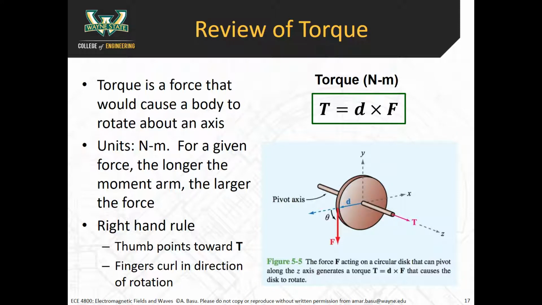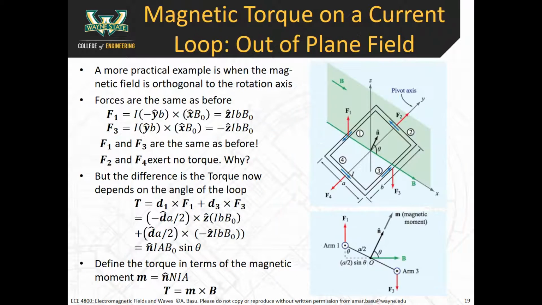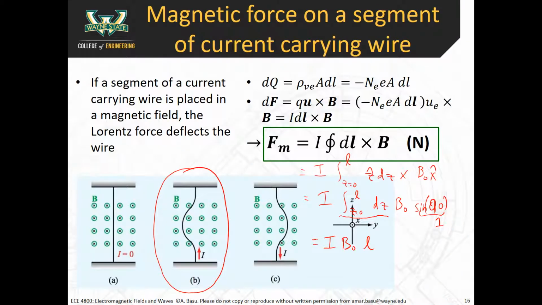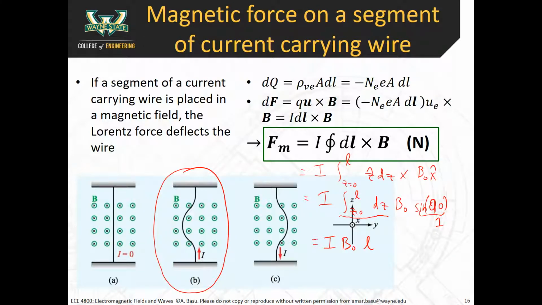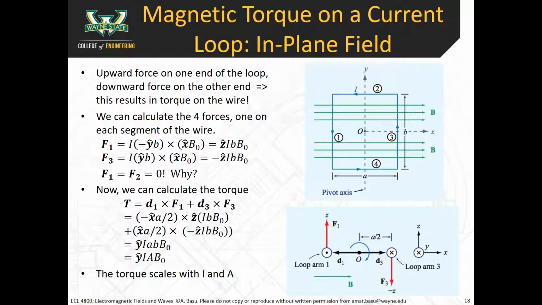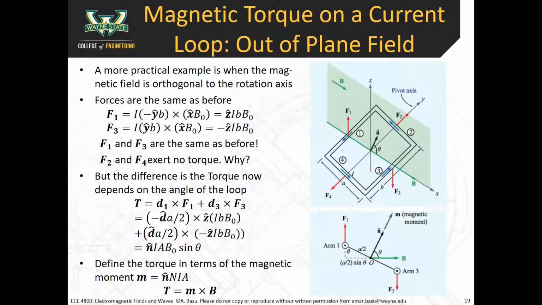Where we're going with this is that if you have a loop of wire, we've been talking about what happens in just one straight segment of wire, but if you have a loop of wire, something that looks like this, and you put that loop in a magnetic field, something interesting happens. You actually generate torque on that loop, so you can cause that loop to turn. This is important because this is the basis for electric motors.